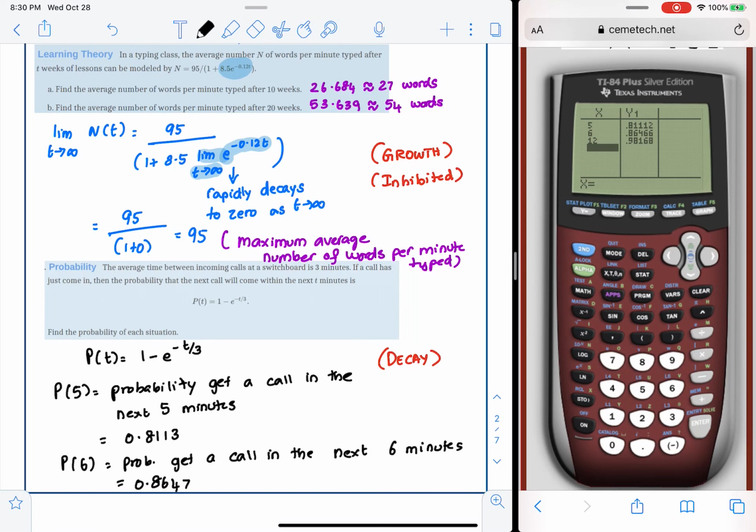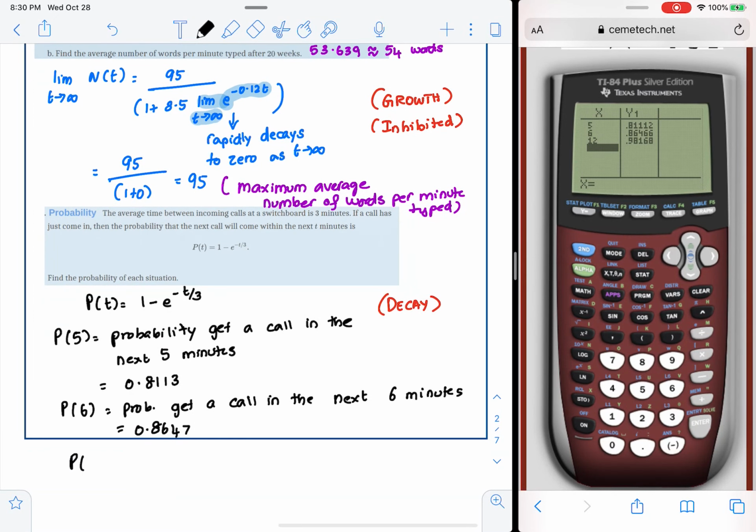So it's about 0.98168. And if you waited long enough, it is certain that we are going to get a call. In other words, the probability will be 1. How long should we wait? Let's say we waited for 2 hours, which would be 120 minutes. The average time between incoming calls at a switchboard is 3 minutes, and here we are waiting for 120 minutes, so what is the probability of that happening? It has to be certain. It's bound to happen. So the probability is 1.